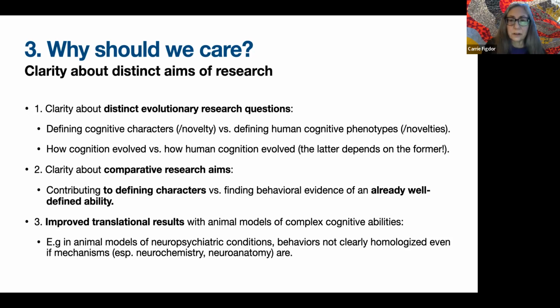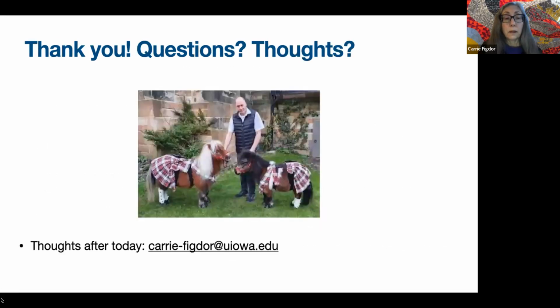But the behaviors are not clearly homologous to the ones that we're trying to model, right? And I think more attention needs to be paid to that, right? Okay, so I think that's really all I have to say.